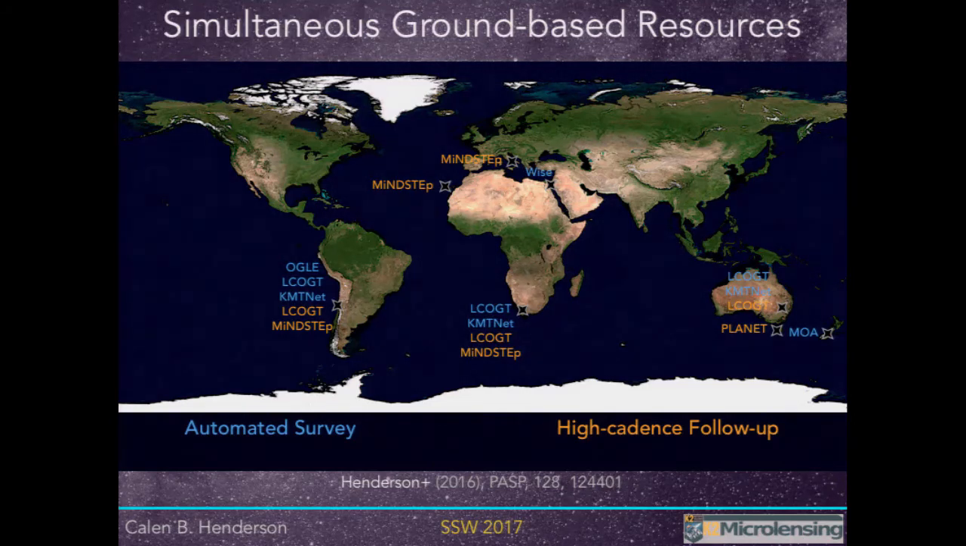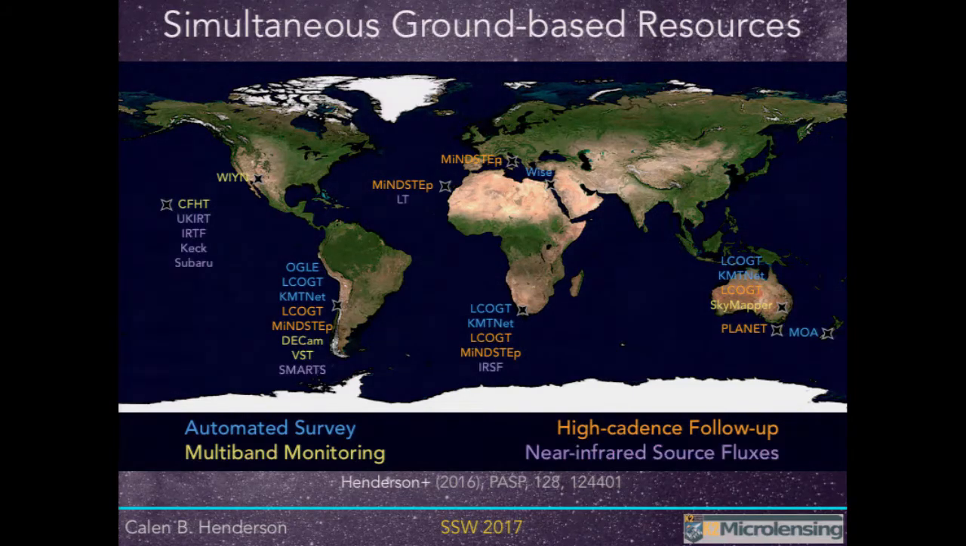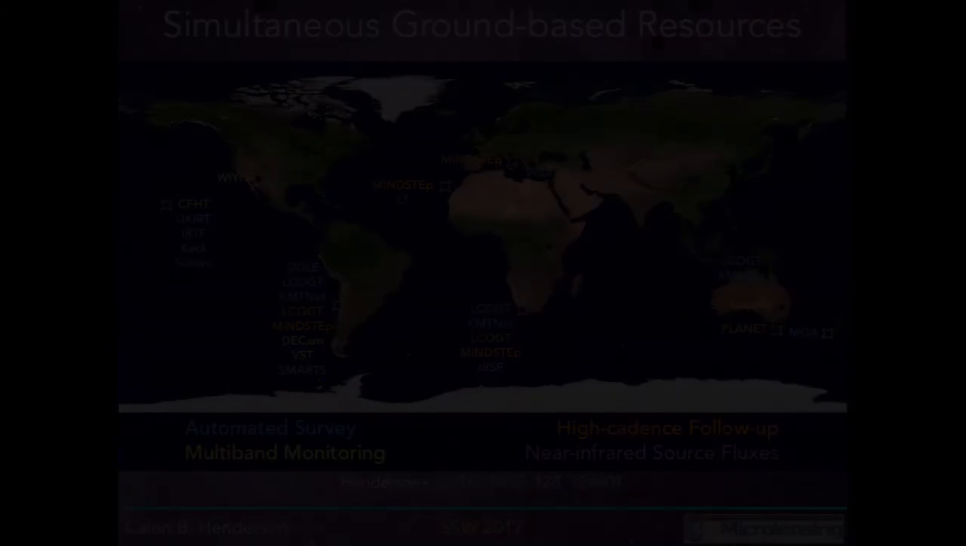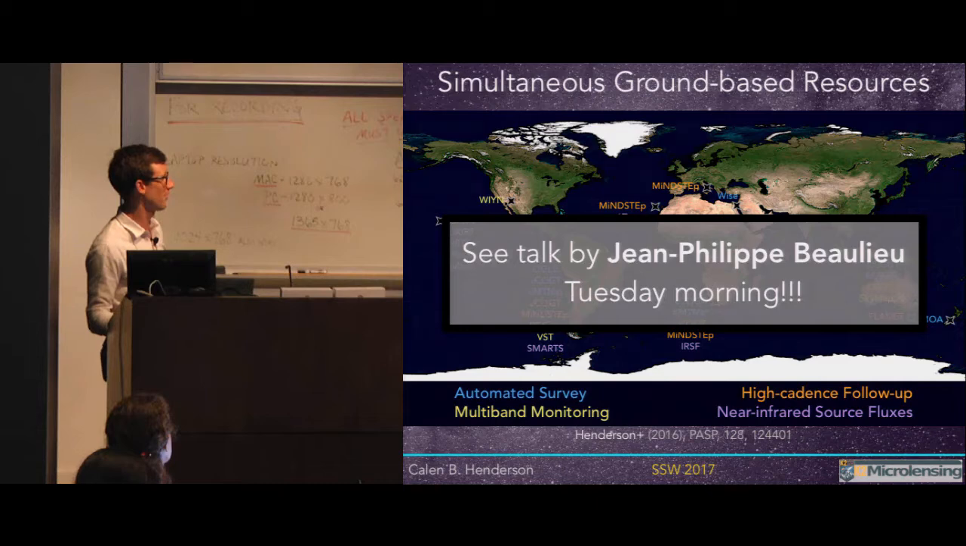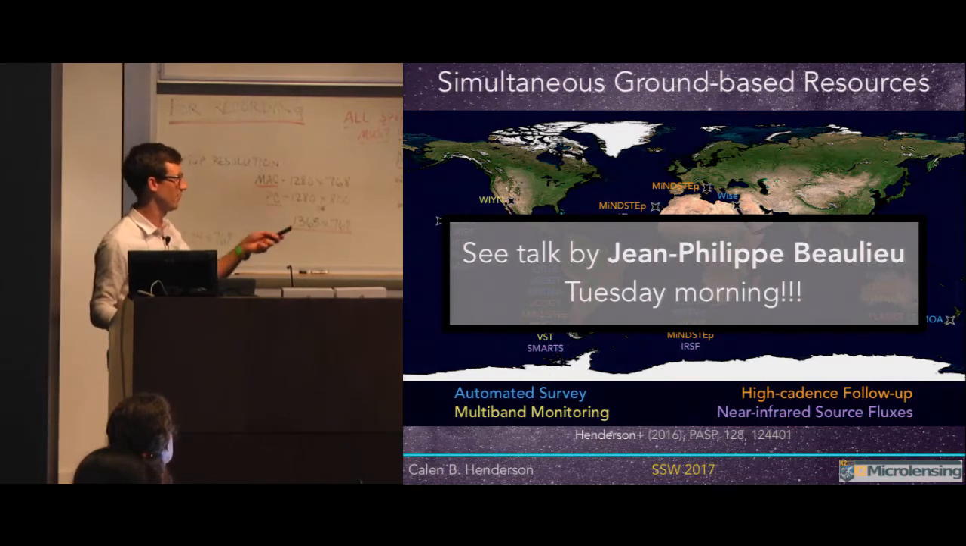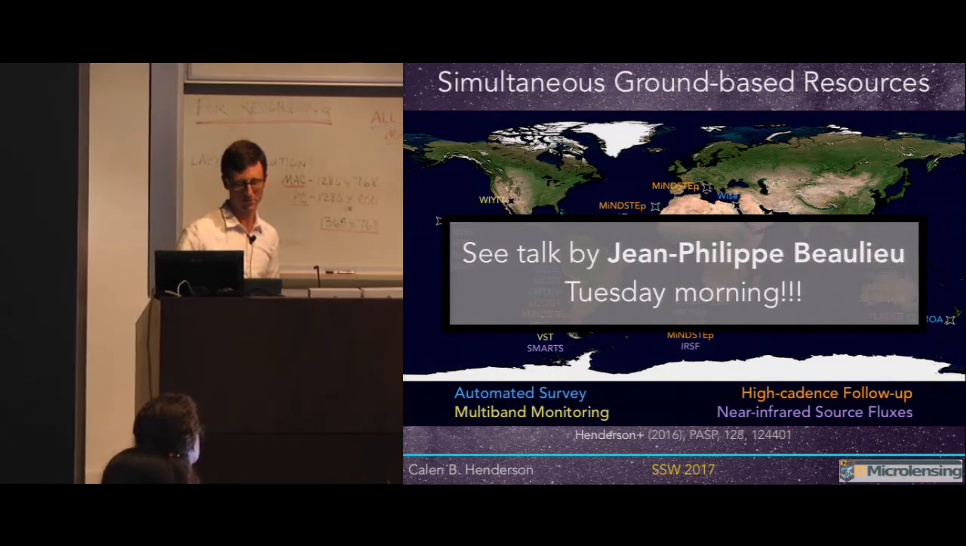Then there were other telescopes that were doing targeted high-cadence follow-up of specific events, either high-priority free-floating planet candidates or other objects of interest. Then there were some instruments that were doing wide-field, deep, multi-band monitoring. I'm not going to talk too much about this in detail, but that's one way that you can help measure theta E. And then there are a lot of facilities as well making near-infrared source flux measurements. I'm not going to talk too much about that either, but I'll point to JP's talk tomorrow, and he's going to talk a lot about why making near-infrared measurements is useful.